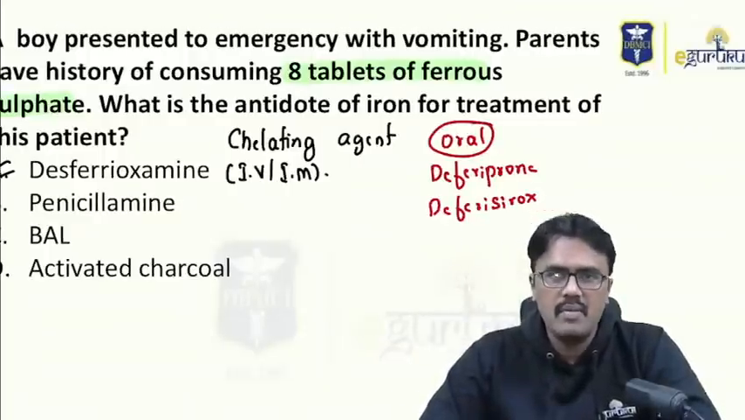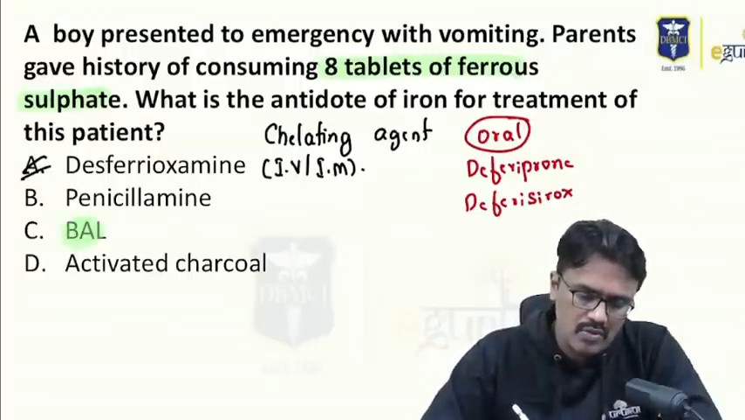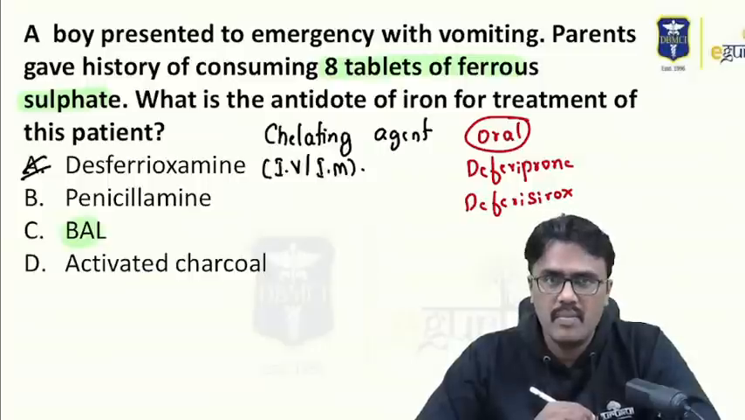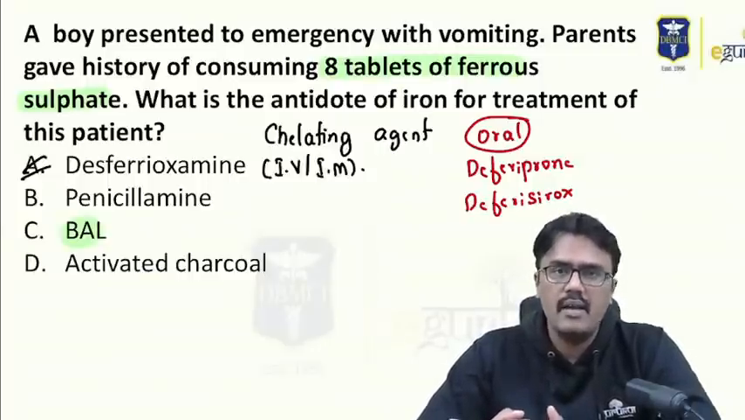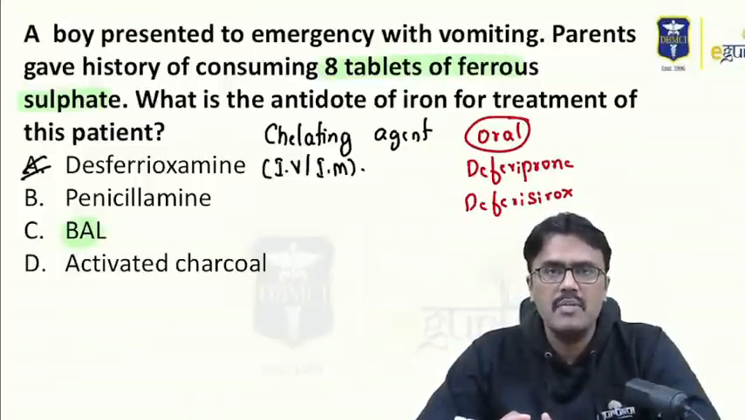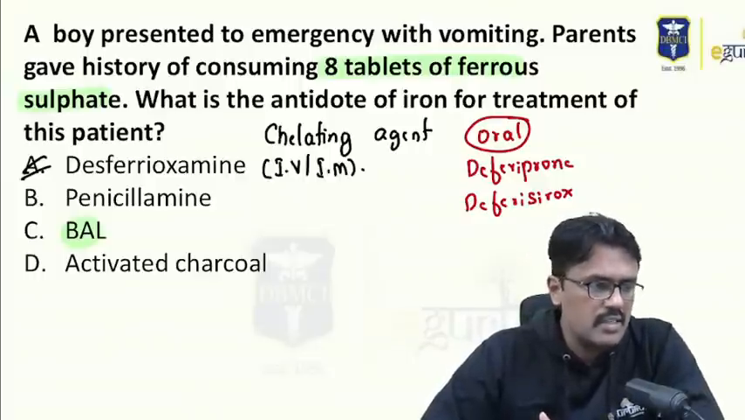Remember, one more important point I want to add here: in iron poisoning we should not use BAL, British anti-lewisite, also called dimercaprol, because the complex formed with iron and BAL is itself toxic. And not only that, BAL should not be used in cadmium poisoning also. So guys, the answer is desferrioxamine.